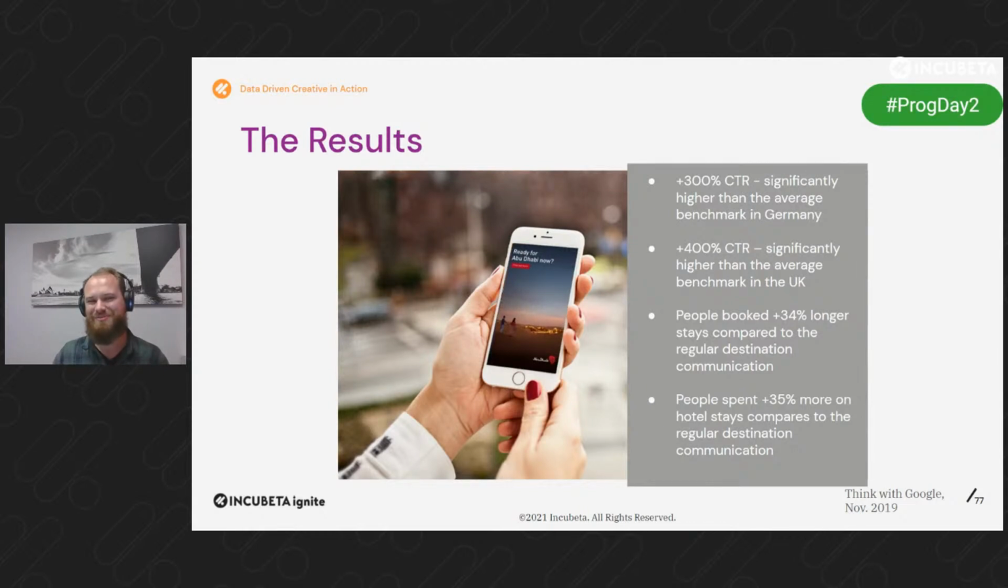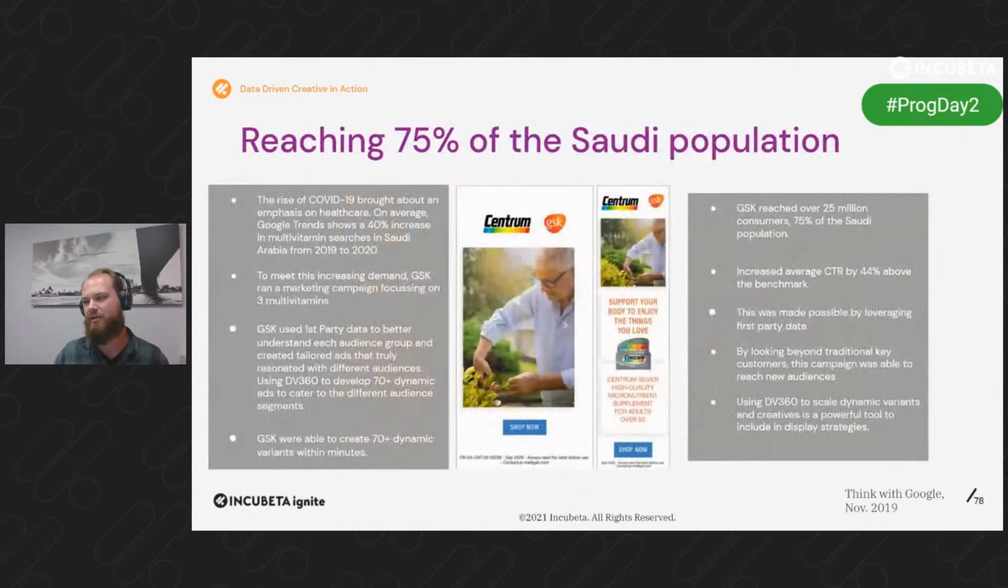So the next little example that we're going to look at here is about GSK, who had noticed in their environment that a 40% increase in multivitamin searches in Saudi Arabia had taken place between 2019 and 2020, and they were trying to see in what ways they could reach these users and get through to potentially new audiences, and how they could capture this increase in demand.